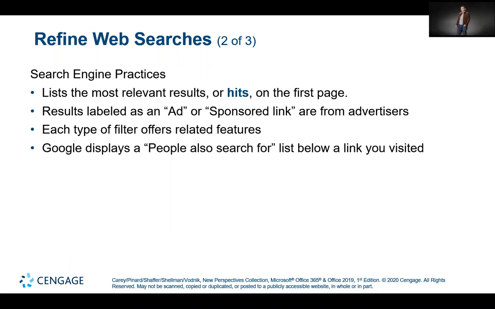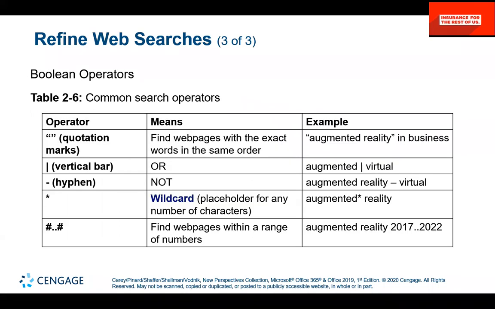All right, welcome to part three of our presentation. And with part three, we're going to start off with refined web searches. All right, so you decide that you wanted to search for a particular item. There's certain things that you can do to help refine your search.